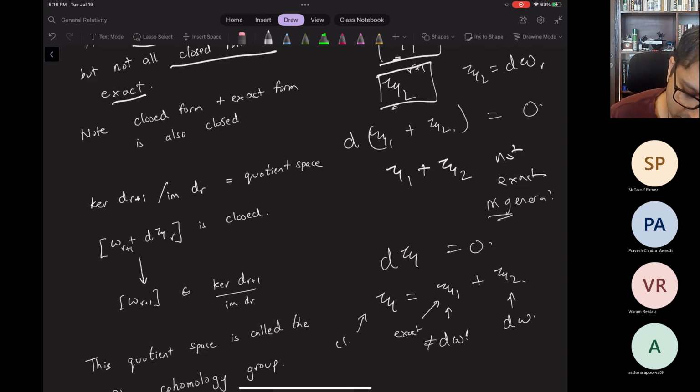Okay, so this xi is closed. But this d xi1 is still 0, and this xi2 is exact. So any closed form can be written as a part which is not exact, and a part which is exact.